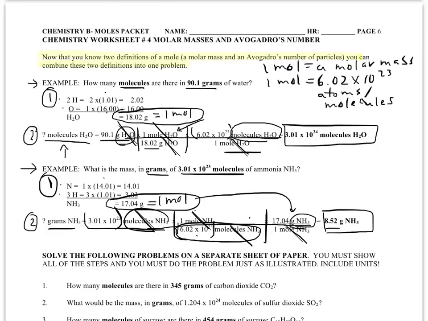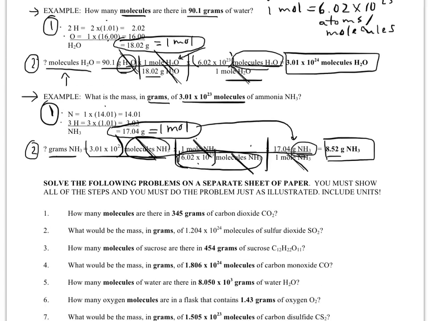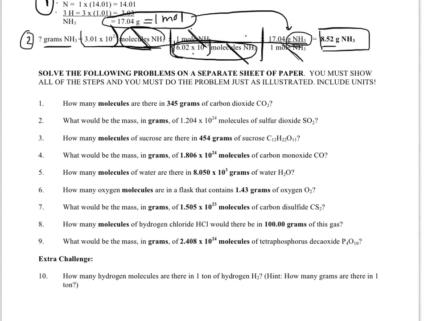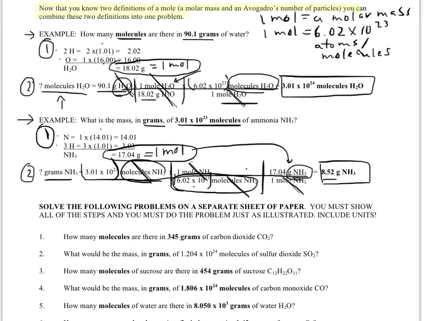Okay? So as you start to look at some of these problems in class, you're going to realize that they're all sort of mixed together. Some of them are going to be like the first example, where you're going from grams to molecules, and some are going to be like the second example, where you're going from molecules to grams. So you're going to need to think about when you use each type.